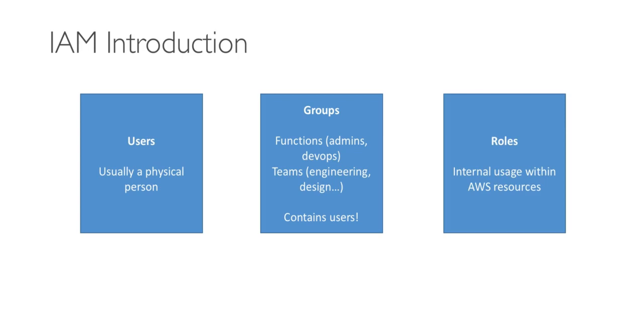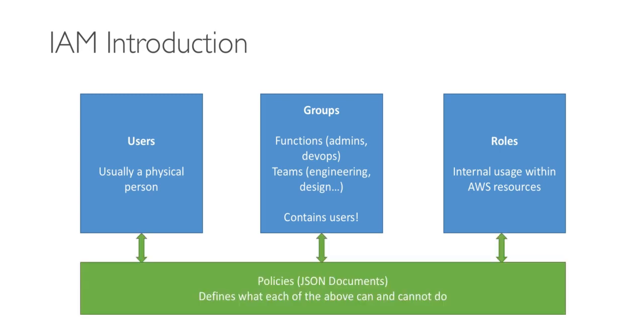Finally, we have roles, and roles are only for internal usage within the AWS resources and services. Okay, so roles is what we're going to give to machines. So this is a strong distinction to make. Users is going to be for a physical person, and roles is going to be for a machine. Now, overall, as I said, policies are JSON documents, and they will define what each of these building blocks, users, groups, and roles, can and cannot do. We'll learn how to write policies, don't worry, and we'll play with all these things at length during this course.